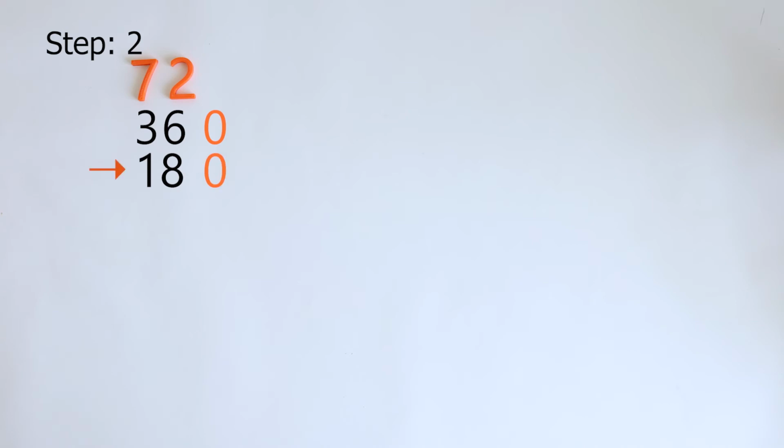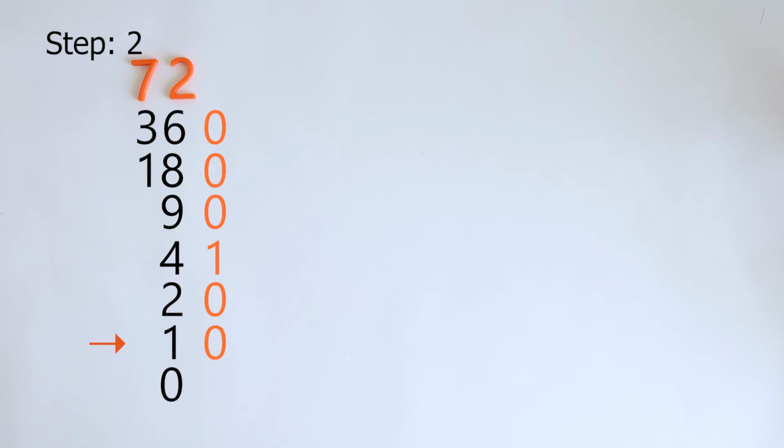So step 1, we simply write down the number we want to convert, 72 in this case. Step 2, repeatedly divide by 2 and record the result and the remainder, stopping once the result is 0. So 72 divided by 2 is 36, remainder 0. 36 divided by 2 is 18, remainder 0. 18 divided by 2 is 9, remainder 0. 9 divided by 2 is 4, remainder 1. 4 divided by 2 is 2, remainder 0. 2 divided by 2 is 1, remainder 0. 1 divided by 2 is 0, remainder 1.